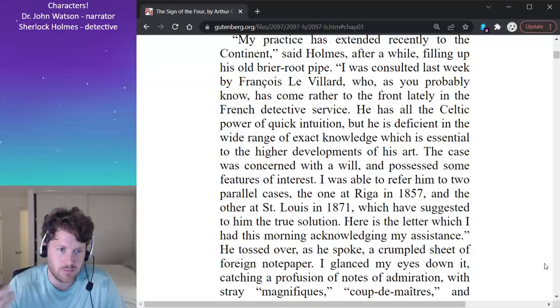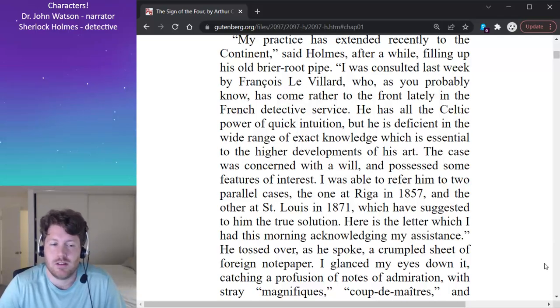The narrator, Dr. John Watson, was an army doctor stationed in Afghanistan. All this takes place in the 1800s, and he was removed from the front line because he was shot.